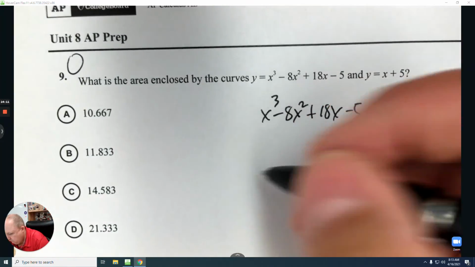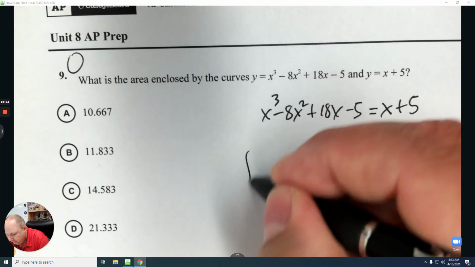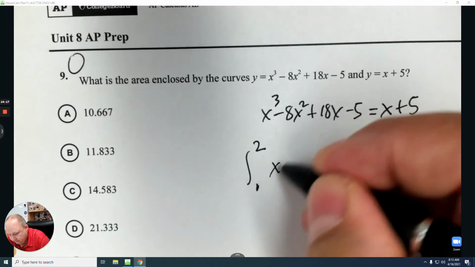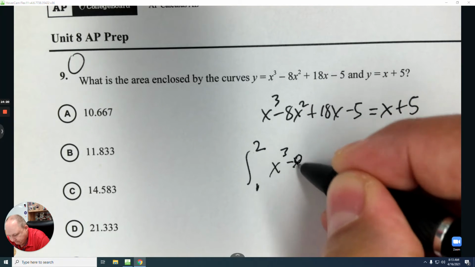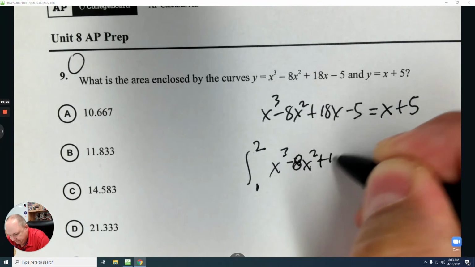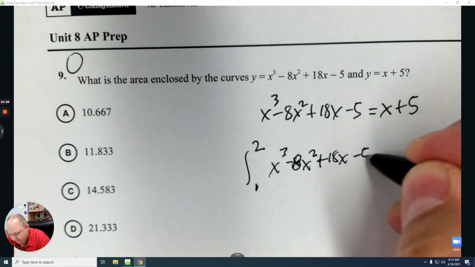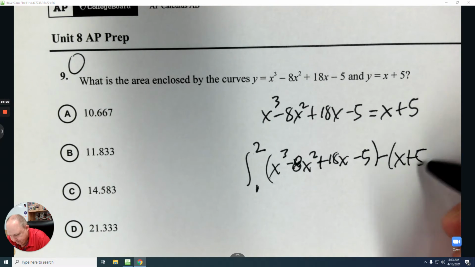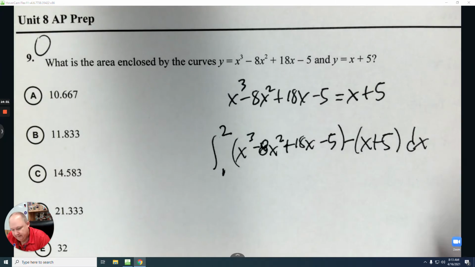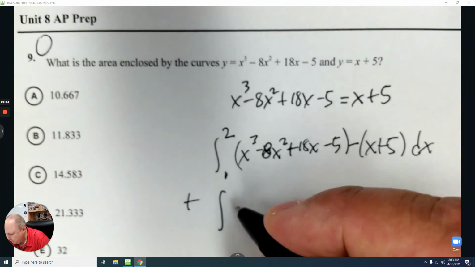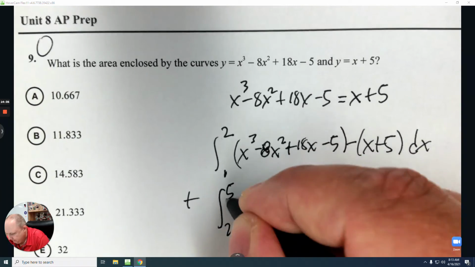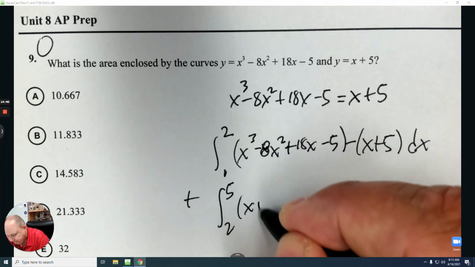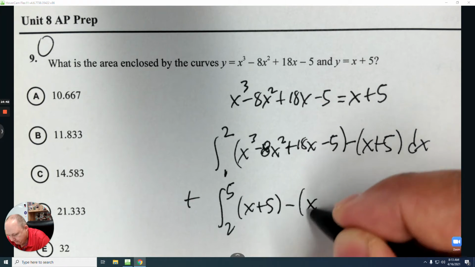So the enclosed area starts from 1 to 2, and the curve x cubed subtract 8x squared plus 18x subtract 5 is on top. Subtract the bottom, which is the line. And then to that, I'm going to add the area from 2 to 5. Now the line is on top. Subtract the curve on the bottom.